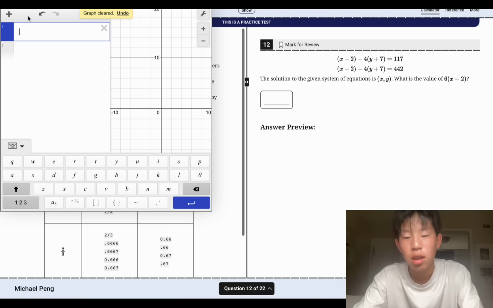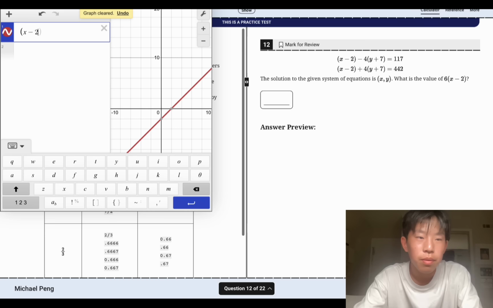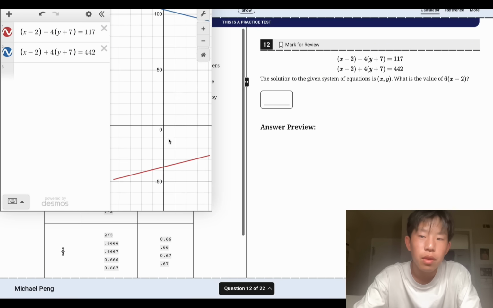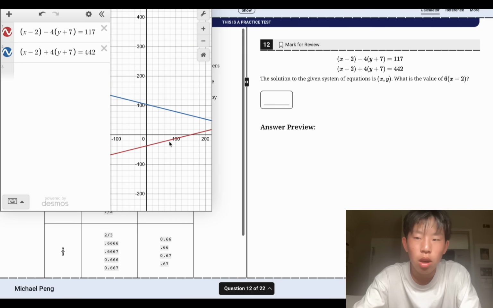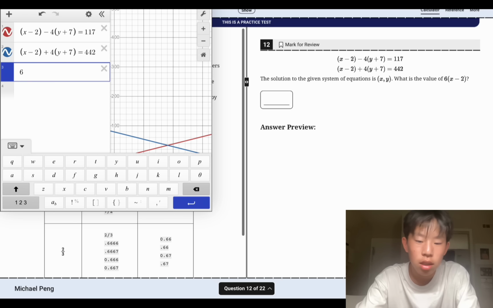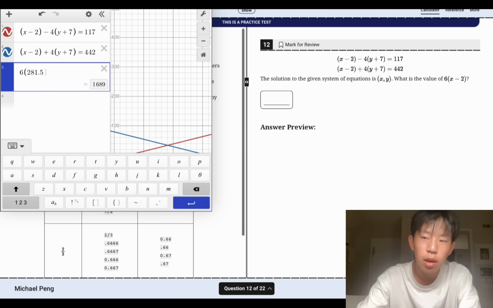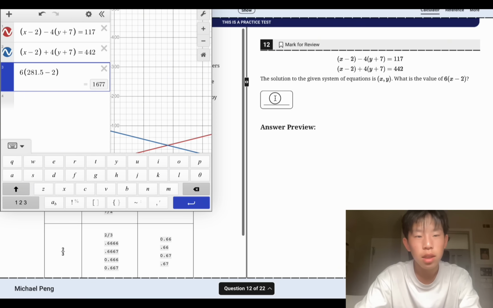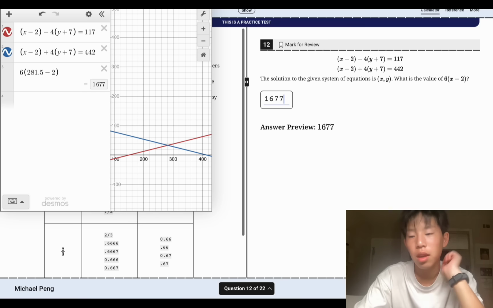So this one is saying, so we're just gonna write it down. Okay, and then you see now it's asking the solution is x, y, so what's the value of x minus 2 times 6? So what's our x value? Our x value is 281.5. So what's 281.5 minus 2? It's 1,677. Wait, 1677? Okay, that's our answer.